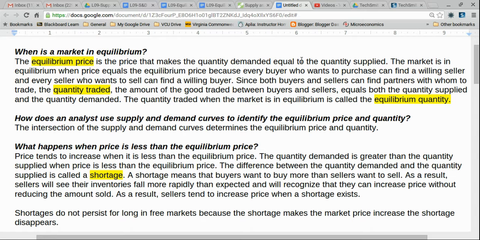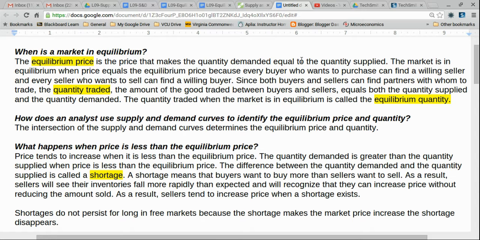To identify why this price is equilibrium, let's look at what happens when the price does not equal the equilibrium price. What happens when price is less than the equilibrium price? In that condition, price tends to increase. The quantity demanded will be greater than the quantity supplied when price is less than the equilibrium price. The difference between the quantity demanded and the quantity supplied is called a shortage. A shortage means that buyers want to buy more than sellers want to sell.